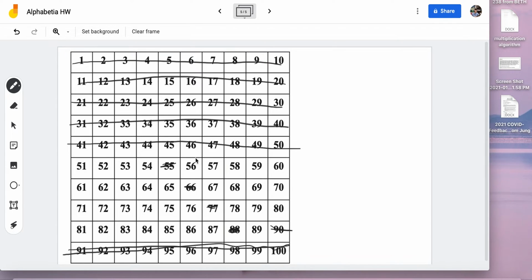So if the tens digit is smaller than the ones digit, we need to cross that out. So all of these. But this one, the tens digit is greater than the ones digit, so we need to keep that. The tens digit is not greater than the ones digit, so cross them out. Same here. Same here. Right? So we see a lot of numbers are crossing out. More and more numbers are crossed out.